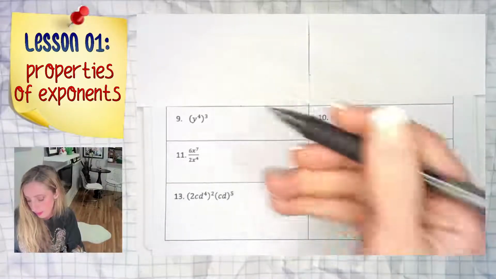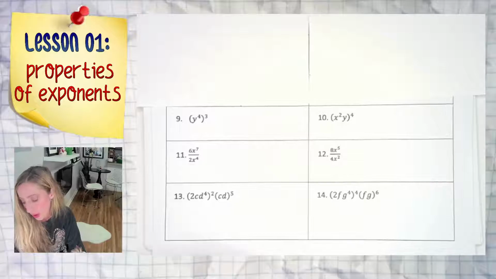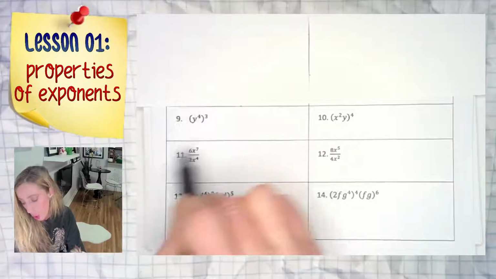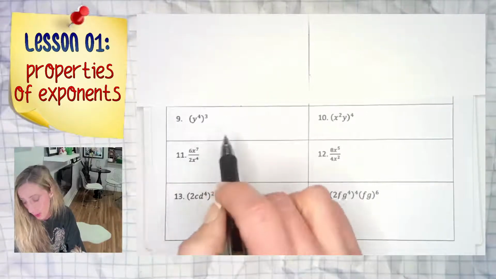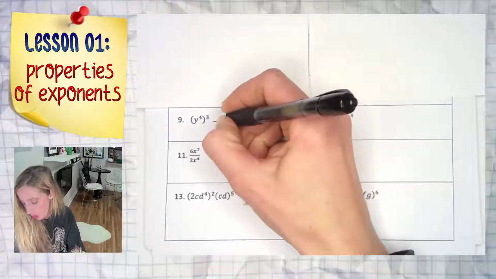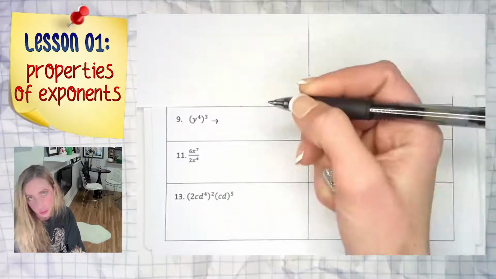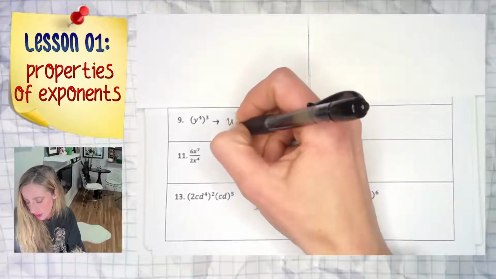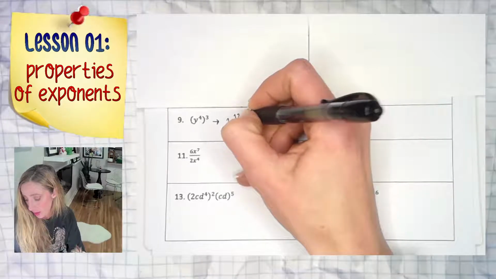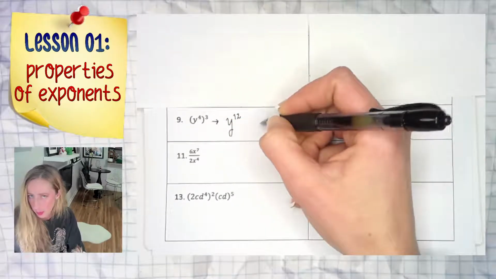Hey everybody, in this example we are looking at y to the fourth power all being raised to the third power. If you are quick and you know your rules by heart and you're super confident, you're just going to jump in, right? y to the 12th power.